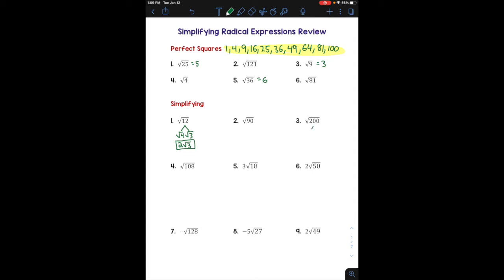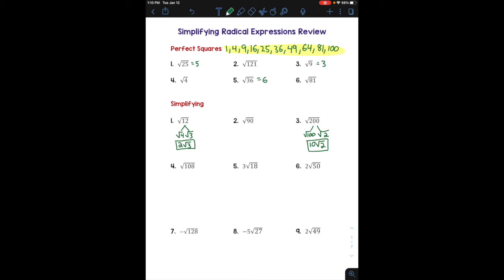That would be 100 times 2. So we're going to represent the square root of 200 as the product of the square root of 100 times the square root of 2. Again, we're using the perfect square first because we know we could simplify that. The square root of 100 is 10, and root 2 we can't simplify any further. Therefore, 10 root 2 would be the simplified radical expression for the square root of 200.